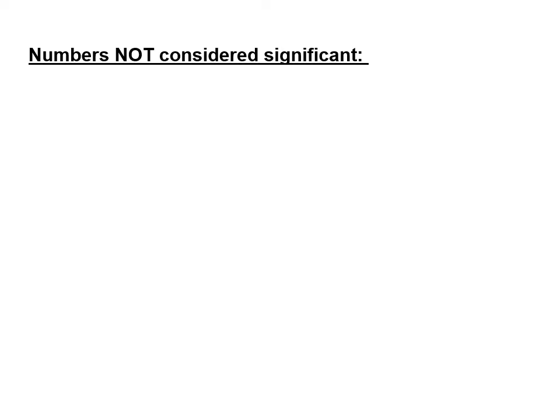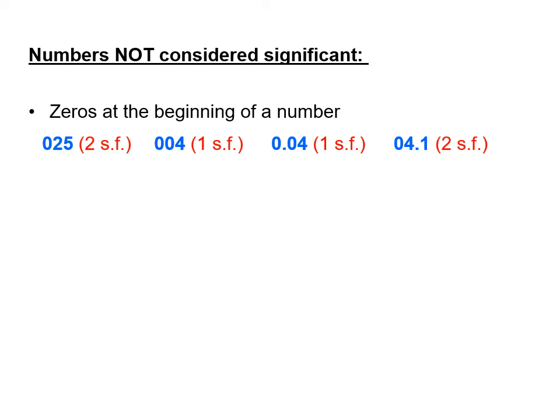Numbers that are not considered significant are zeros at the beginning of a number. If there's any zero at the beginning of a number, whether or not there's a decimal point shown, that zero or those zeros are not considered significant. So the number 025 only has two significant figures, so only the 2 and the 5 are considered significant. The number 004 only has one significant figure. The zeros are not considered significant.